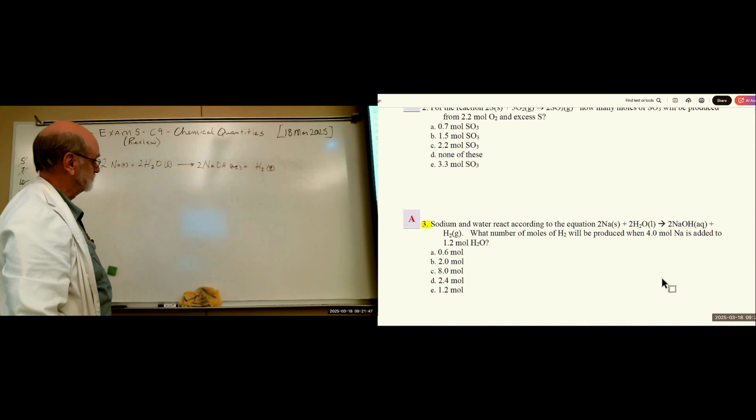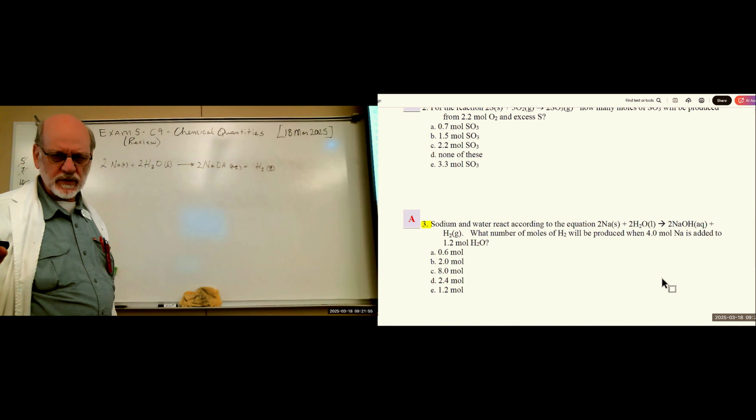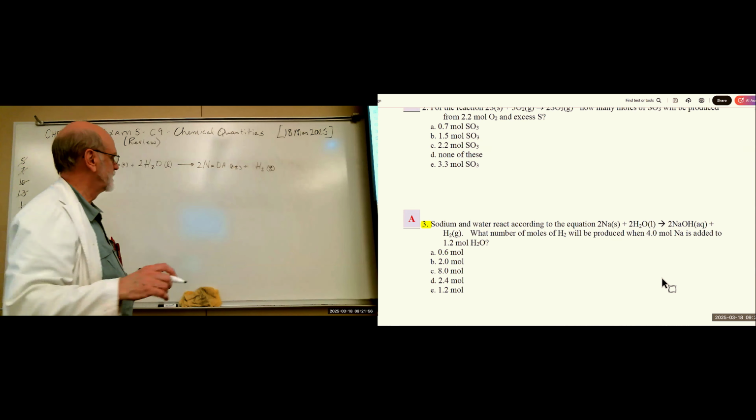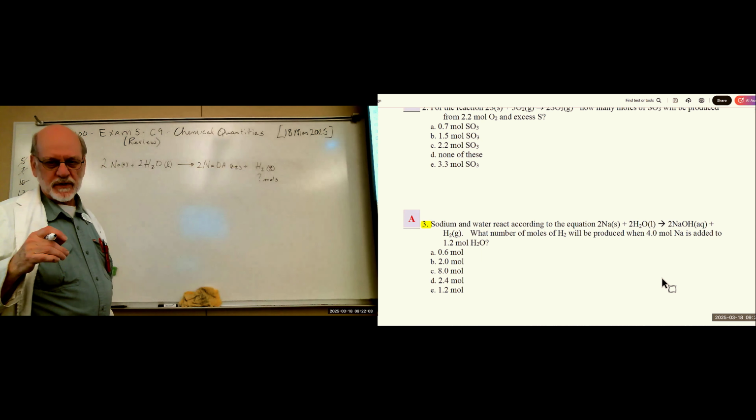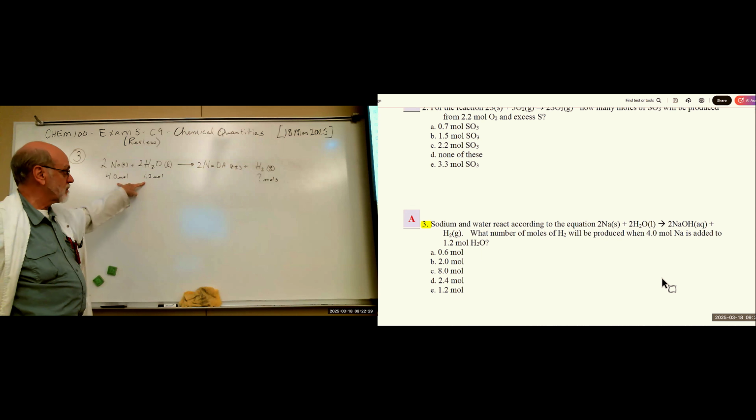All right. So what number of moles of hydrogen will be produced when 4 moles of sodium is added to 1.2 moles of water? Okay. Now, there are 2 ways to find out. We're given absolute amounts, and we're not told which one is limiting. You can be sure that one of them is limiting.